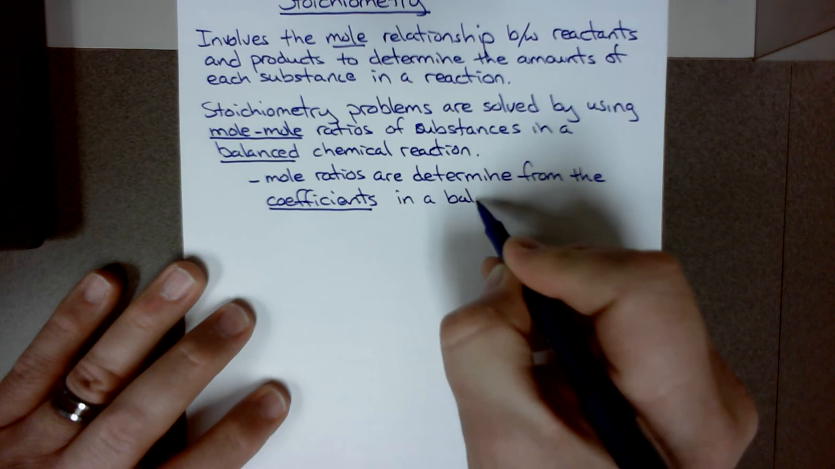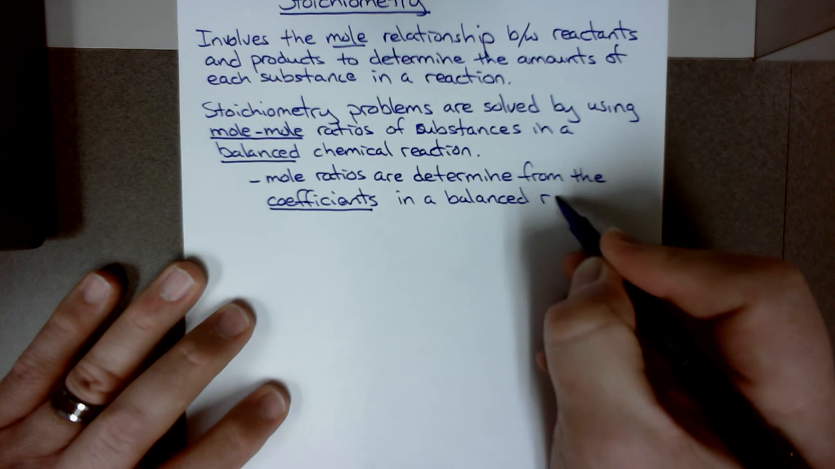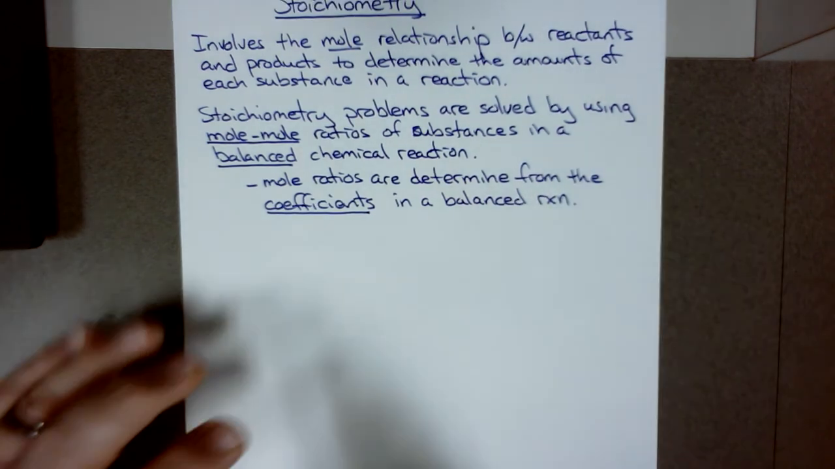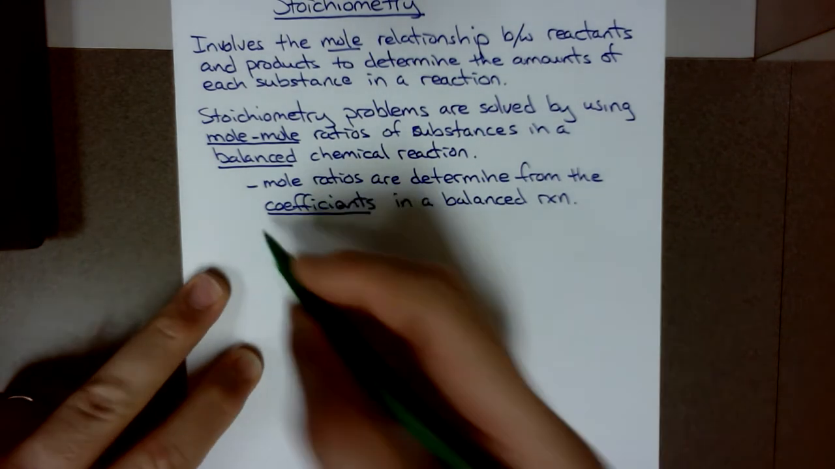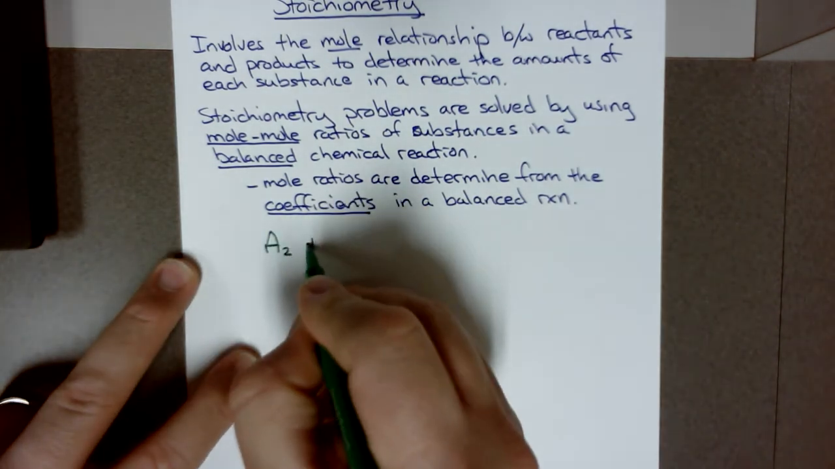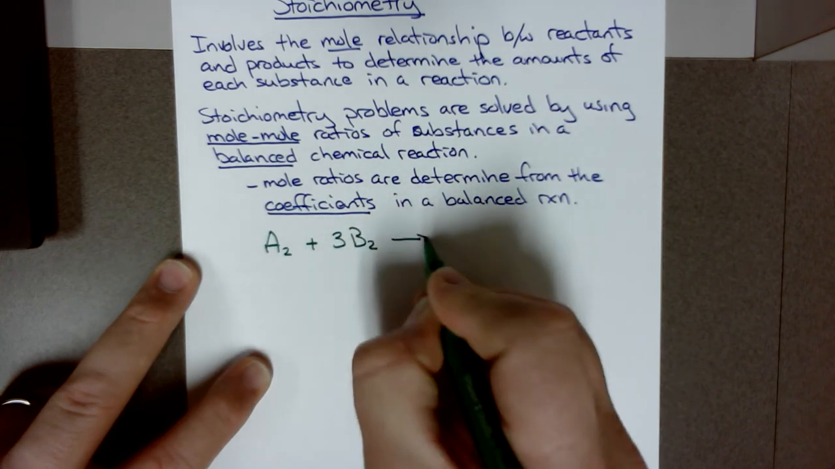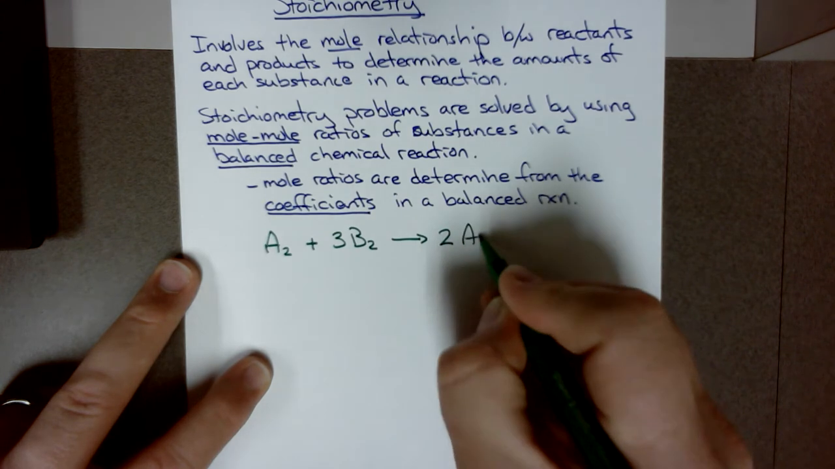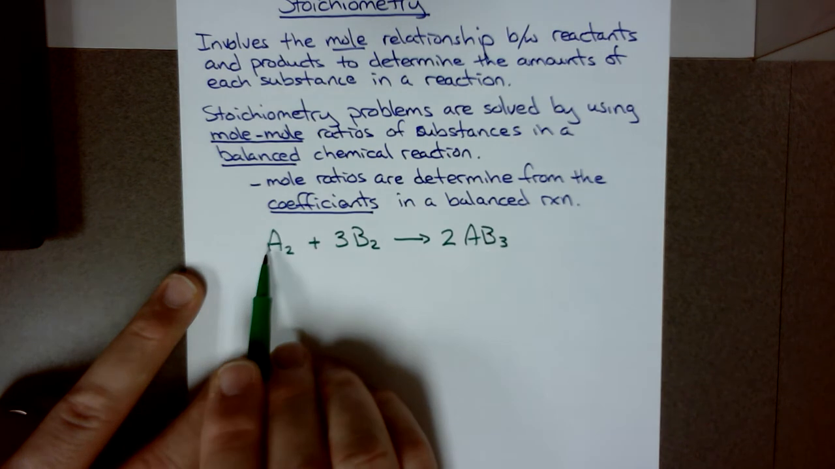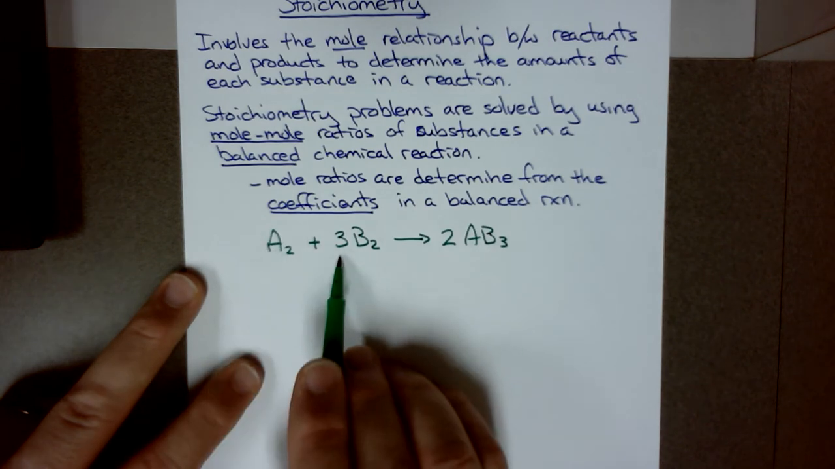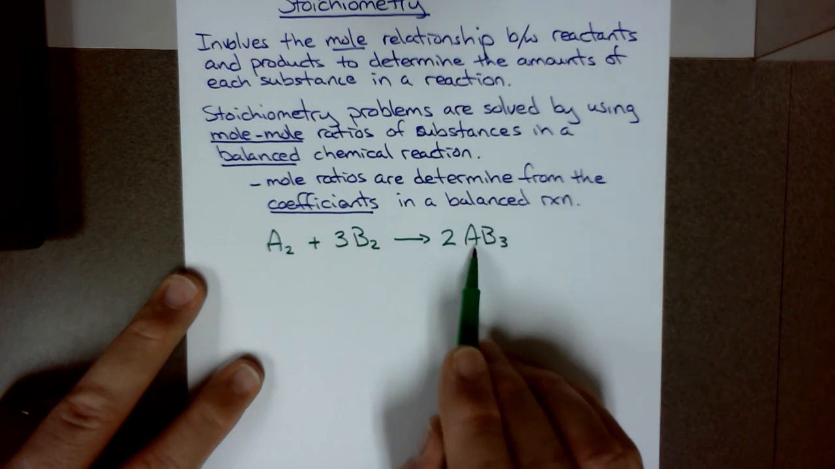So let's look at a general reaction. We're not going to use any specific compounds. If I have a general reaction like A2 plus 3B2 produces 2AB3, what I'm saying here is that 1 mole of A2 will react with 3 moles of B2 to produce 2 moles of AB3.